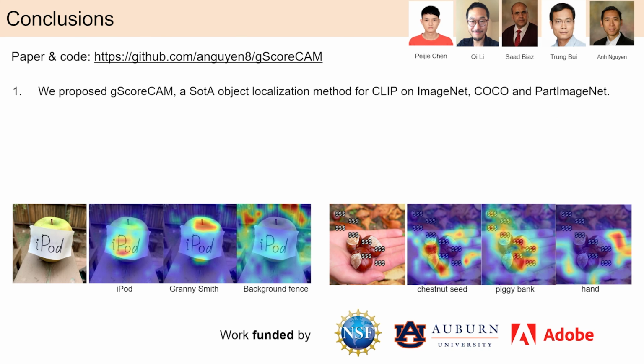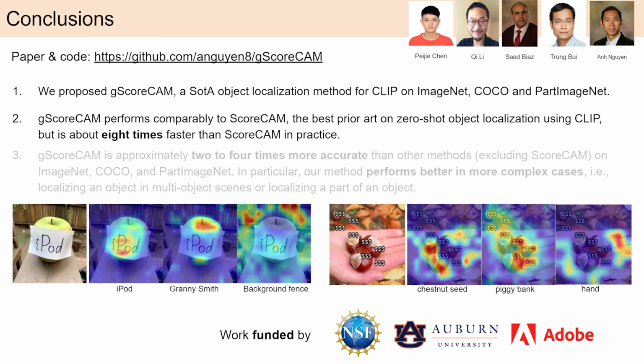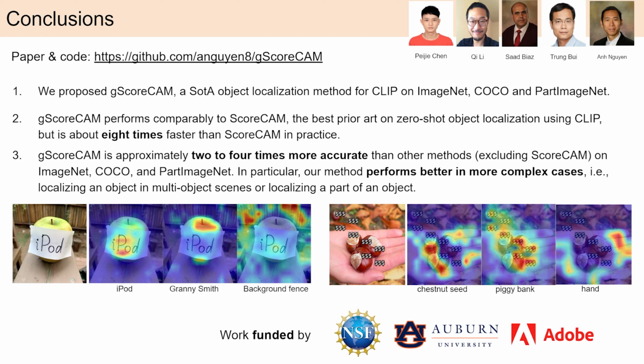In sum, we propose gScoreCAM, a state-of-the-art localization method for CLIP on ImageNet, COCO, and PartImageNet. gScoreCAM performs comparably to ScoreCAM, the best prior art on zero-shot object localization using CLIP, but is about 8 times faster than ScoreCAM in practice. gScoreCAM is approximately 2 to 4 times more accurate than other methods excluding ScoreCAM on ImageNet, COCO, and PartImageNet. In particular, our method performs better in more complex cases, that is, localizing an object in multi-object scenes, or localizing a part of an object.